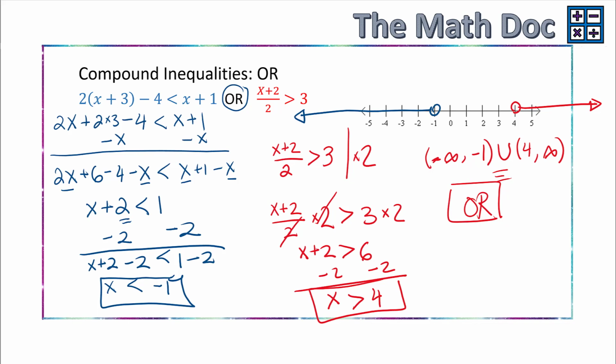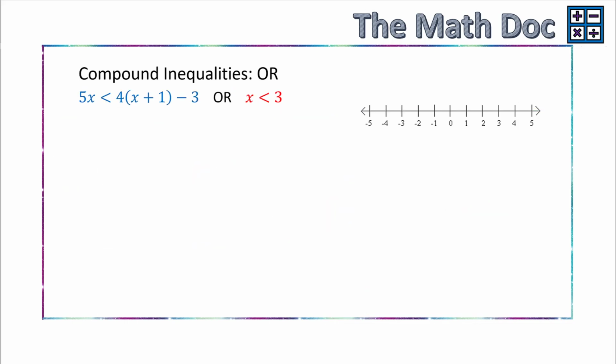Let's look at just one more example. So we have here our final example for this video. And let's just go ahead and solve it. Again, we have an OR requirement, so either one of these inequalities has to hold in order to satisfy the entire compound inequality set. So on the left-hand side here, we have 5x is less than 4 times x plus 1 minus 3. So let's simplify by opening this parentheses. So 5x is less than 4 times x plus 4 times 1 is just 4 minus 3.